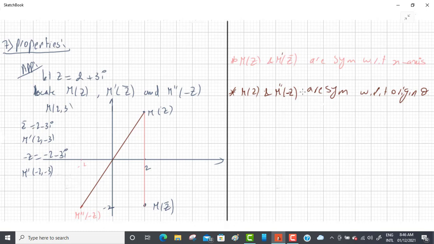This is everything about the basics of complex numbers. Next time we'll explain the graphical interpretation of modulus, argument, exponential form and trigonometric form of a complex number.